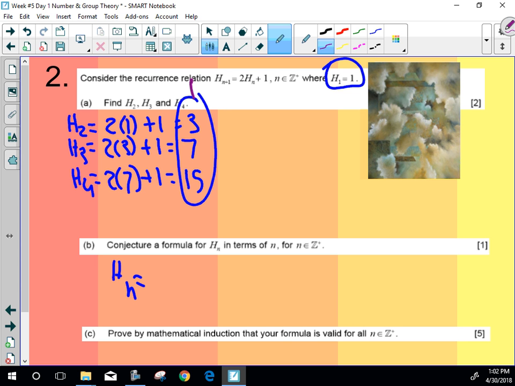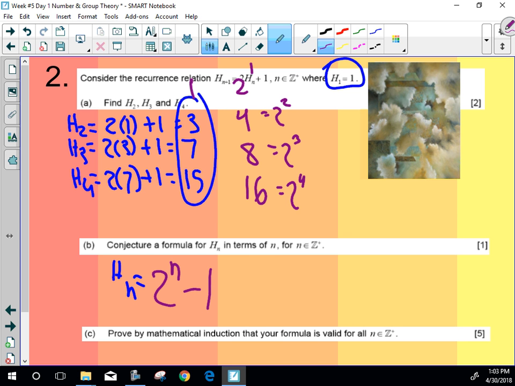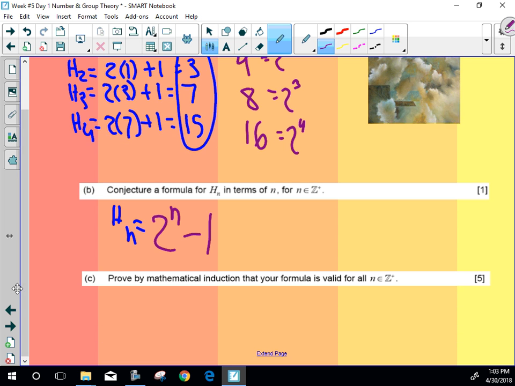So I'm going to remind you, if you were to look at 2, 4, 8, 16, that is 2 to the first, 2 to the second, 2 to the third, 2 to the fourth. What do you notice about this pattern? Yeah, so this is 2 to the n, what? Minus 1, yeah. And how many points is this one worth? 1. So you don't have to show anything or explain anything. Now, this is the cool part. Prove by math induction, your favorite, that your formula is valid.